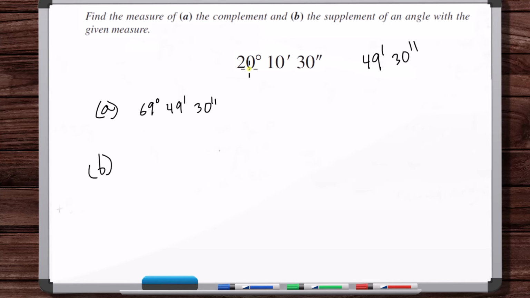The supplement is going to be, same idea, 180 minus 21 is 159 degrees. And then 159 plus 20 degrees, 10 minutes, 30 seconds is 179, 10 minutes, 30 seconds. And that's same idea, 49 minutes, 30 seconds. If you add 159 degrees, 49 minutes, 30 seconds to 20 degrees, 10 minutes, 30 seconds, you're going to get exactly 180 degrees.